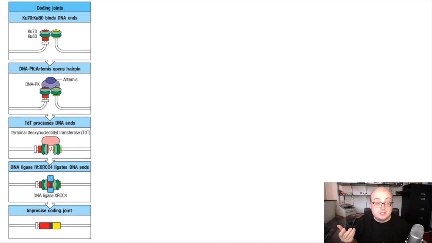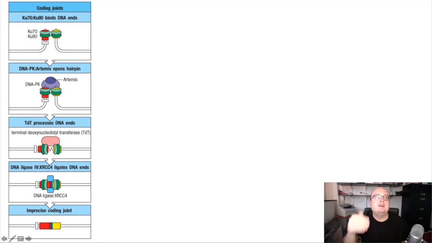Well, let's start with the coding joint. So as I said, Ku70 and Ku80 bind the DNA ends. But what happens when RAG cuts the RSSs out is that it actually forms covalently linked hairpins in the remaining DNA. So remember, this is double-stranded DNA. We're in the genome. So we have a strand of DNA here and its complementary strand here. And their backbones end up being fused together in a covalent structure that we call a hairpin. And the hairpin is closed off. We can't then add new nucleotides to the end of it. So that's a problem.